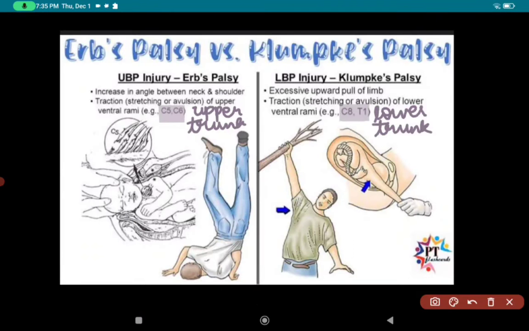Erb's palsy compared with Klumpke's palsy. So in Erb's palsy, which is the injury of upper trunk, we can see that there is increase in angle between neck and shoulder. Whereas in Klumpke's palsy, which is lower trunk injury, there will be excessive upward pull of the limb. In Erb's palsy, there will be traction of upper ventral rami, and in Klumpke's palsy, there will be traction of lower ventral rami.